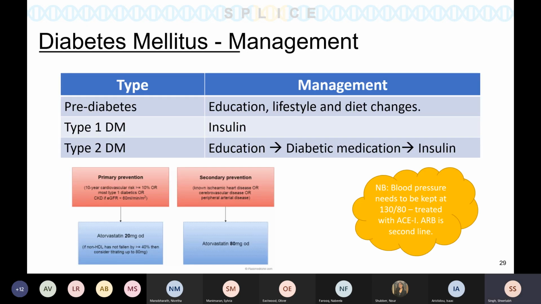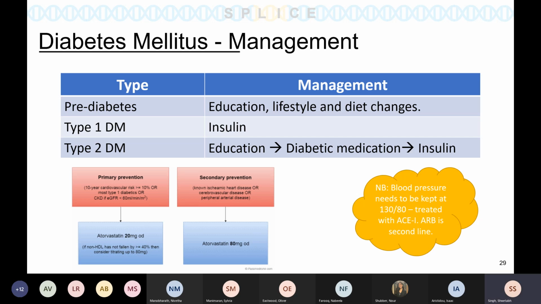Great. So management. For pre-diabetes, you want to educate them and do all the conservative management. So talk to them about diet, give them a leaflet about diet and exercise, etc. Type 1 diabetes, insulin. So you want to replace the insulin. Type 2 diabetes is a bit of a crescendo. So you want to go through education first, see if they can lower their blood glucose like that. If they can't, then you go on to diabetic medication. And if it's still uncontrolled, then you go on to insulin. Other stuff you can do as well.